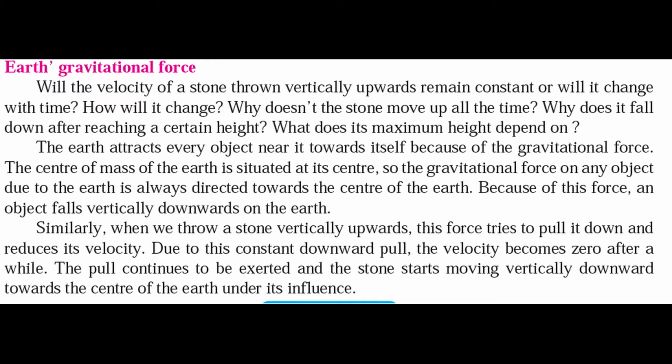Similarly, when we throw a stone vertically upwards, this force tries to pull it down and reduces its velocity. Due to this constant downward pull, the velocity becomes zero after a while. The pull continues to be exerted and the stone starts moving vertically downwards towards the center of the Earth under the influence of gravity. Now there are a couple of solved examples in your book.